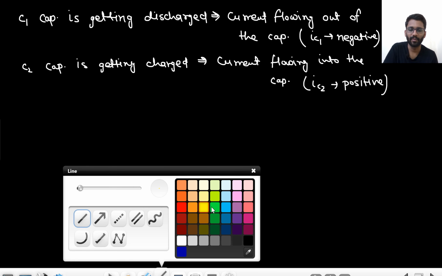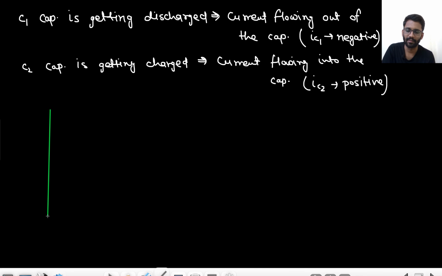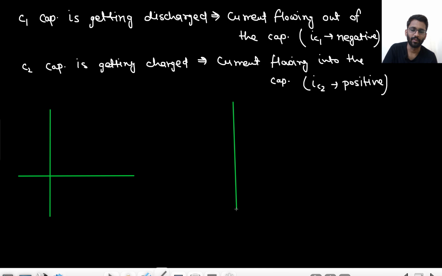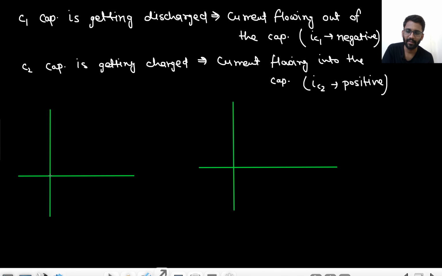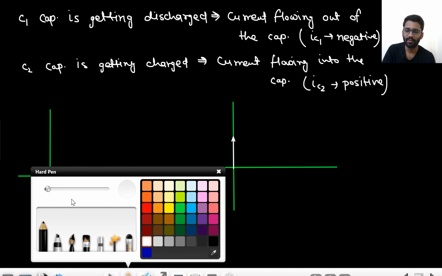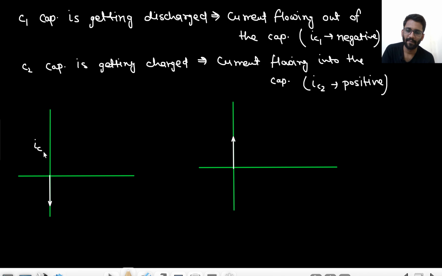Now how will you make the waveform? That's interesting. So this will be for IC1, this will be for IC2. The current will be impulsive. What will be the magnitude? I want you to tell me that. For IC1 we will have a negative value, and for IC2 we will have a positive value. This will be your IC1 and this will be your IC2. What will be the magnitude?